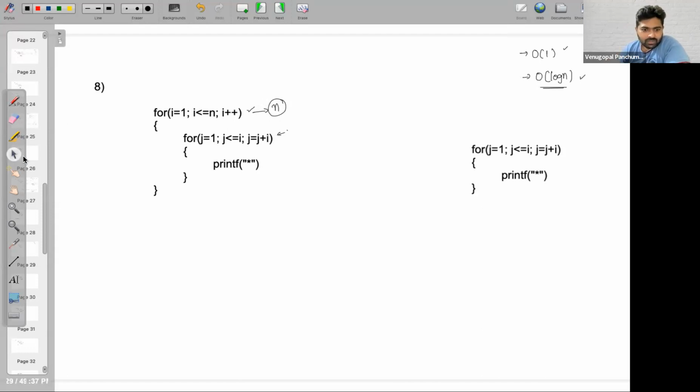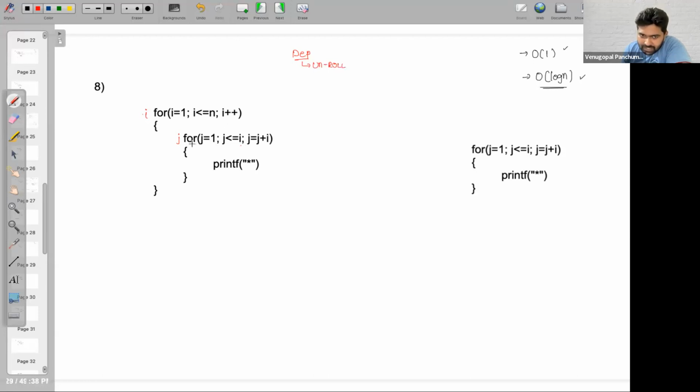Okay. Now clearly, friends, this is a dependency, because this is I and this is J, and you are using I inside. So clearly this is a dependency. Whenever there is a dependency, as I told, you need to unroll. You need to unroll.